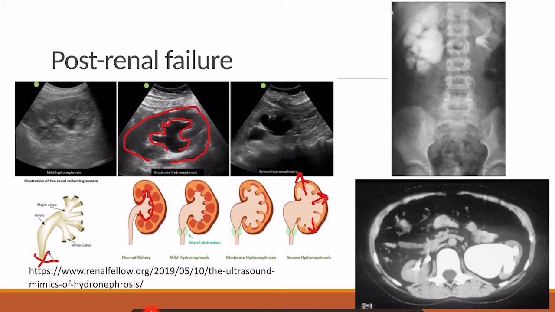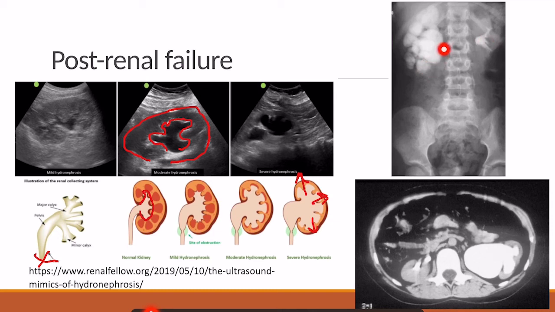So an ultrasound is fantastic, but there are other ways to do it as well. You can do an X-ray where you inject contrast into the vein. That then gets filtered out of the kidney and it tries to excrete it. So you can see here the left kidney where it's filling up and it's being excreted out. So it's not sort of swelling up at all.